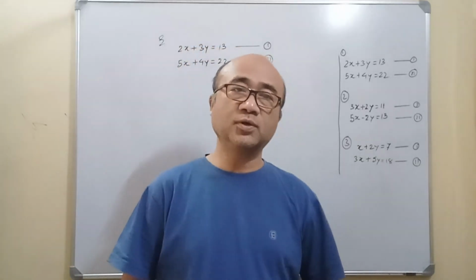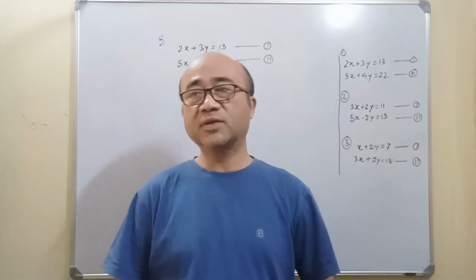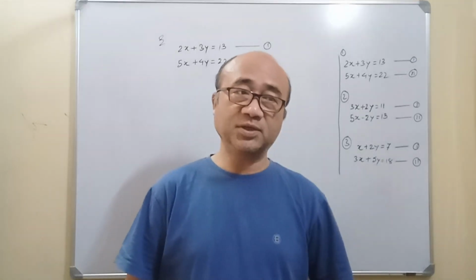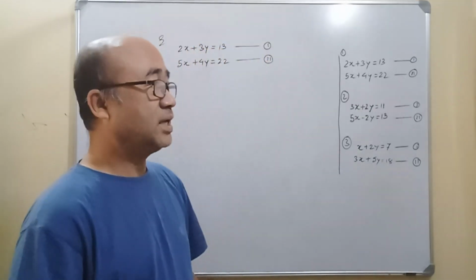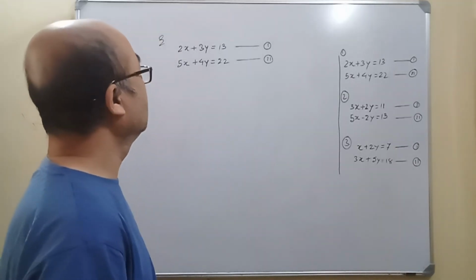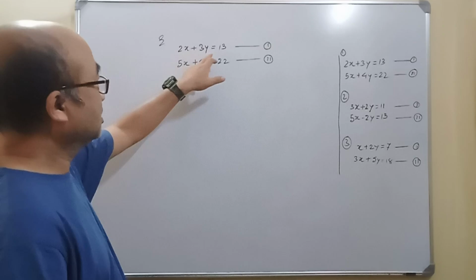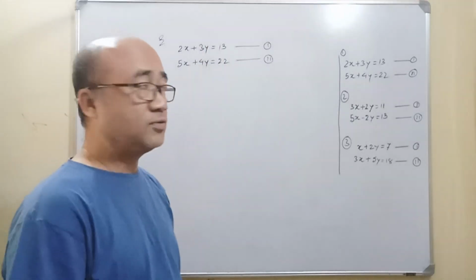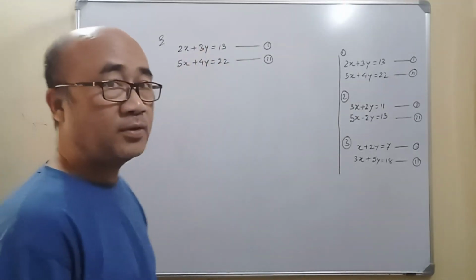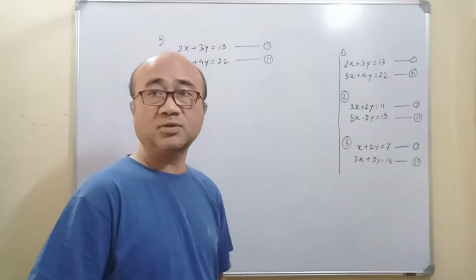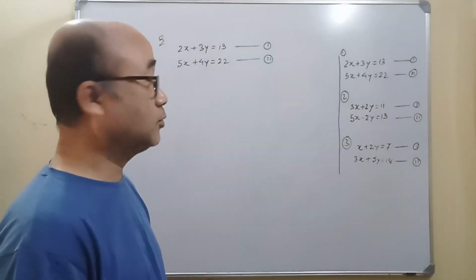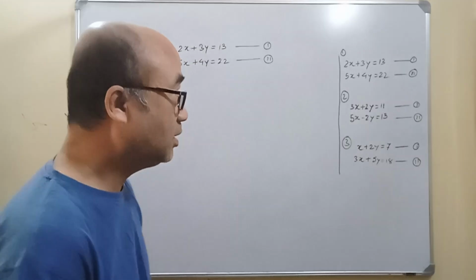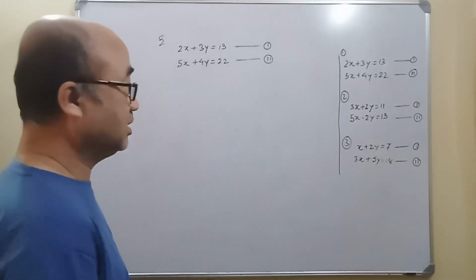In today's class, we will solve a pair of linear equations in two variables x and y with the method of elimination. So we have an example: 2x plus 3y is 13, 5x plus 4y is 22. A pair of linear equations in two variables x and y, and we will use the method of elimination to solve this pair of equations. So we will also understand how the method of elimination works. It is class 10 NCERT syllabus.